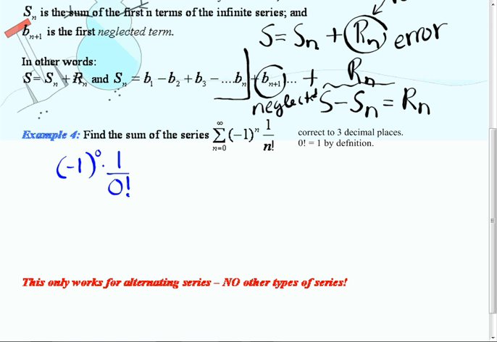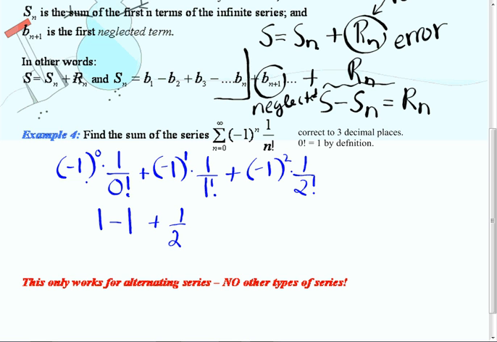Plus, it's -1 to the first power times 1 over 1 factorial. So right now I've got 1 minus 1. Not very small yet, is it? Plus, and then it's going to be -1 to the second power times 1 over 2 factorial. So that's going to be plus a half. What's the next term going to be? What's the sign going to be? Negative. And then it's going to be 1 over 3 factorial. 3 times 2 is 6. 1/6. What's 1/6?